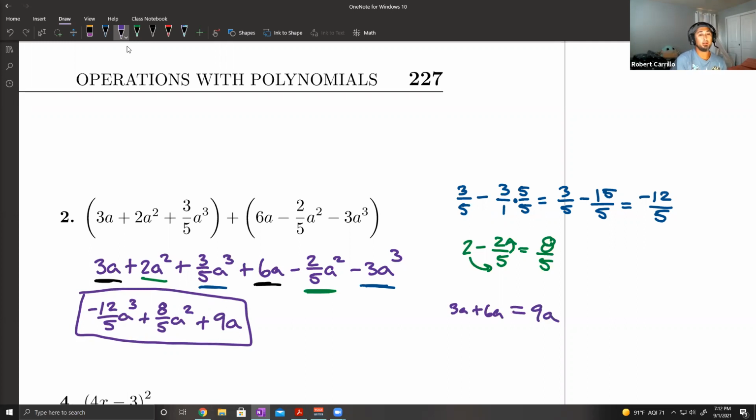That's it. If it was 3a times 6a, then this would actually become 18a squared. So there's a difference between adding like terms and multiplying like terms. So be very careful with that. Okay. Any questions on this one?